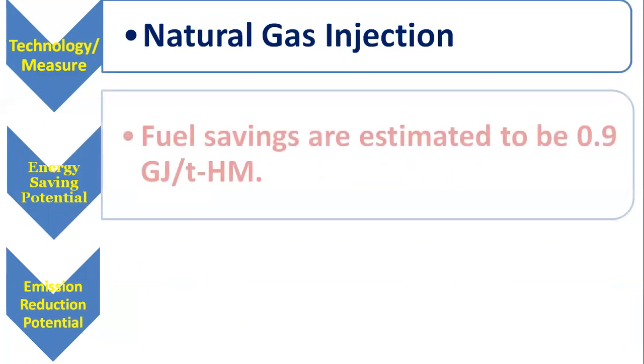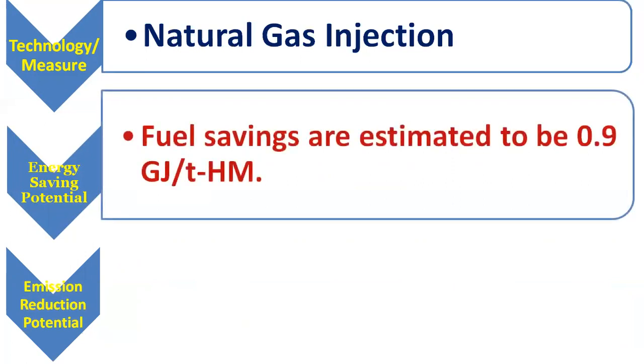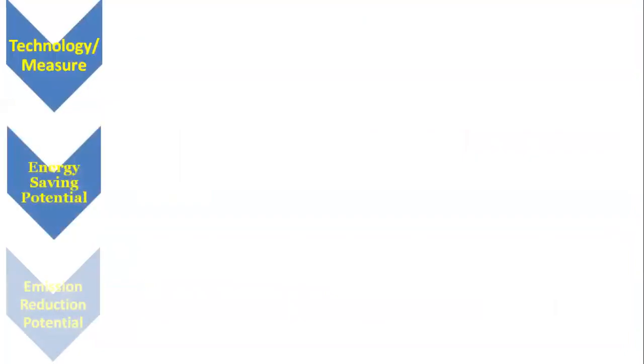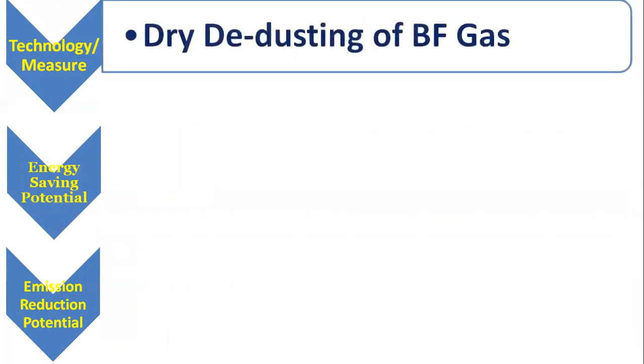Then the next measure is on using natural gas. Fuel savings are estimated to be 0.9 gigajoules per ton of hot metal, and the savings of 54.9 kg of carbon dioxide per ton of hot metal are estimated by the injection of 140 kg of natural gas per ton of hot metal.